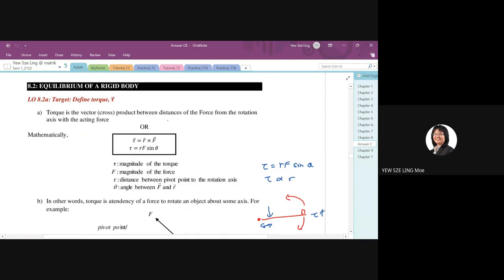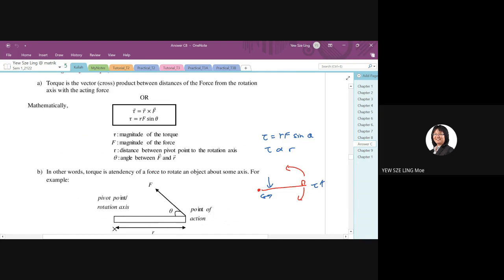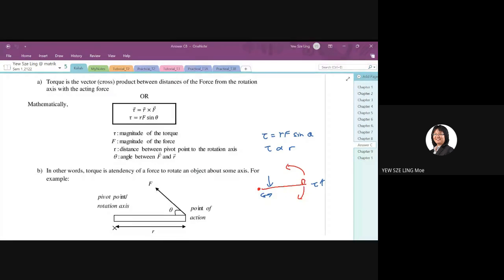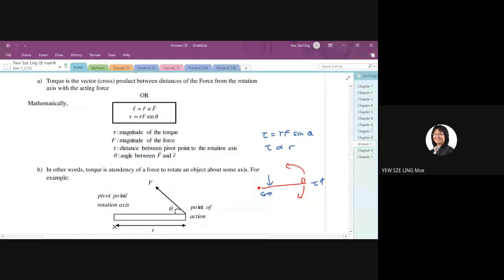Torque is a vector product between a force and the distance from the rotation axis. So the force and the distance from the rotation axis, that is what we need to include in our calculations. So torque equals R cross F. You must know R cross F equals RF sine theta. So rather than cos, now we use sine theta.